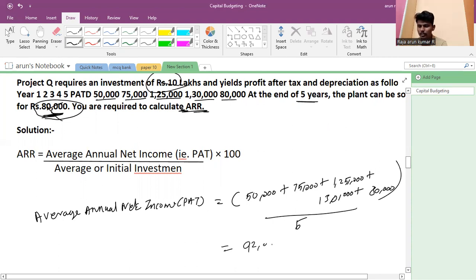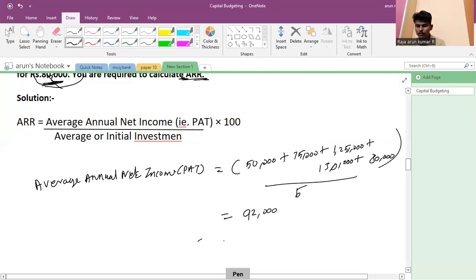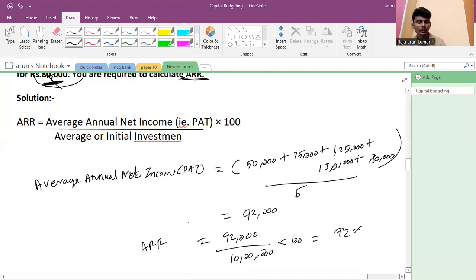You just check it out. In the 92,000 we find out, we put the ARR formula here. 92,000 divided by initial investment of 10 lakh into 100, we get 92%. We complete the sum of ARR unequal method. In the unequal method, this is the simple answer. We calculated it. That's it.